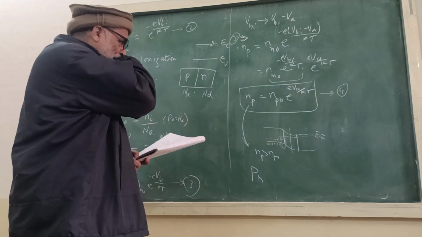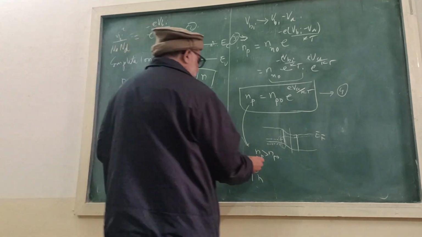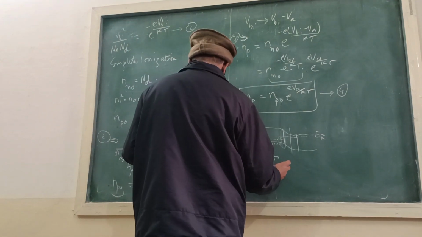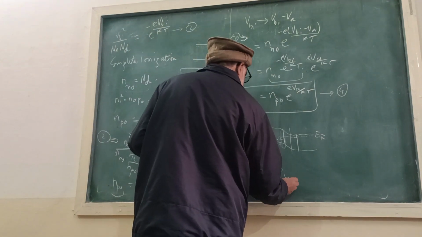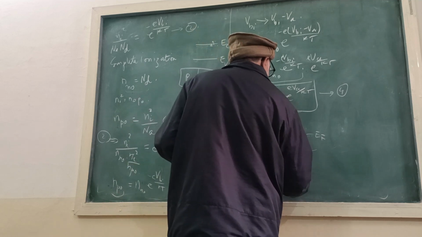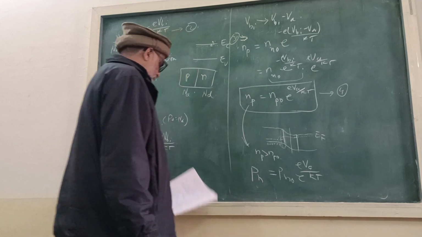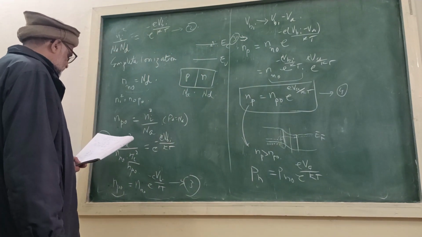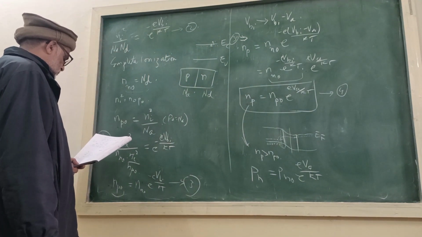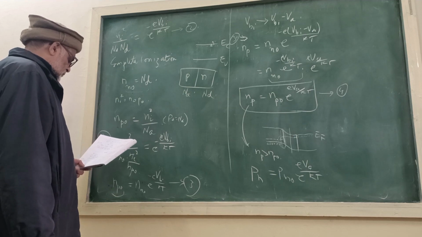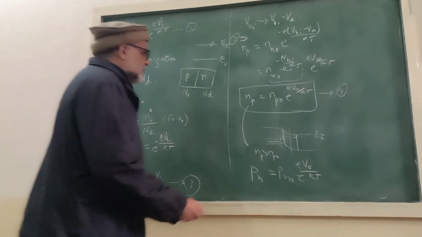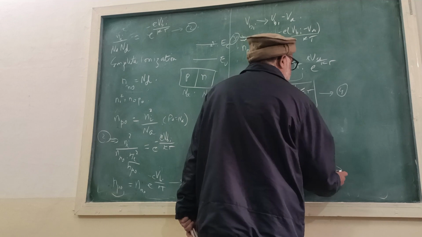Similarly, the equation can be written for the N side for holes: p_n is equal to p_n0 e to the power eVa over kT. That will be for holes.